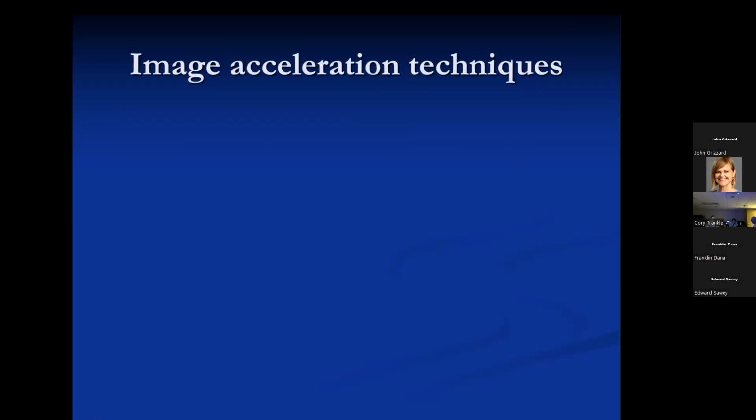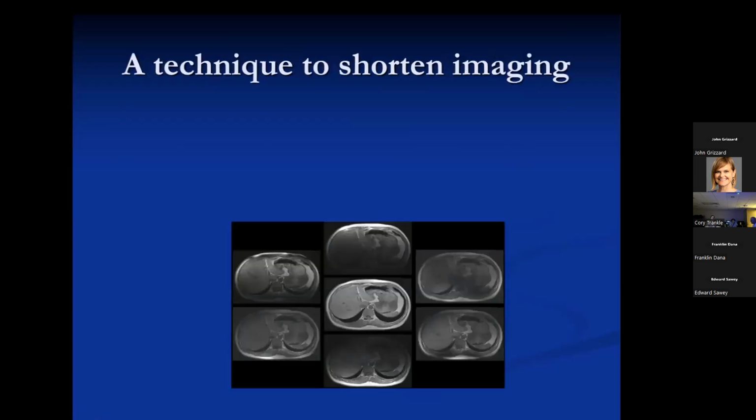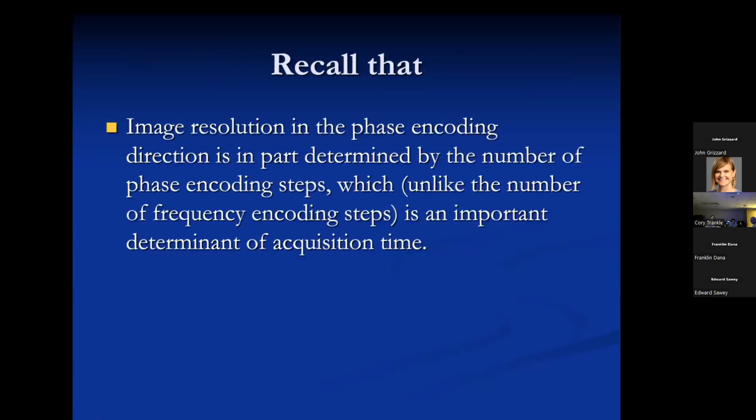Okay, something that doesn't get mentioned enough when people are talking about sequences, I don't think, is the iPAT, or the image acceleration techniques that we use, where basically you're taking multiple different coil profiles and using them to reconstruct data lines that you're limiting, you're not actually acquiring. So parallel imaging can reduce imaging time directly proportional to the parallel imaging factor.